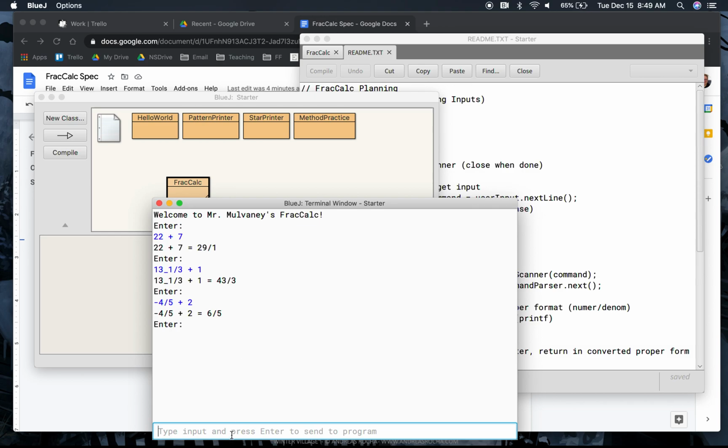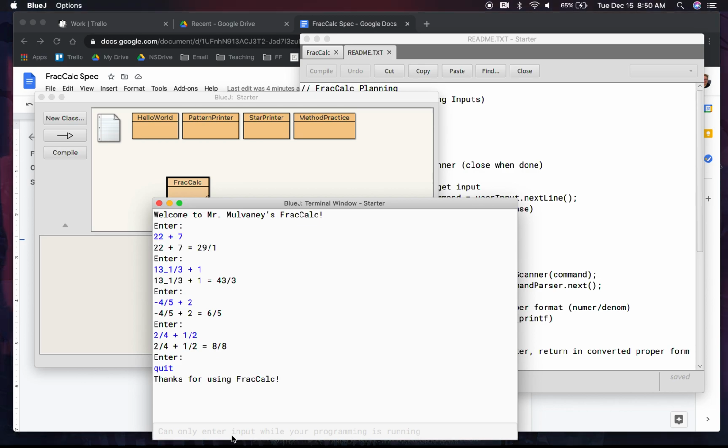If I had done something that needed to be reduced, let's do an example of something that needs to be reduced. 2/4 plus 1/2. So that gives us 8/8. We all know that's 1. But for this checkpoint, we're not going to be worried about reducing just yet. I can say quit, and the program ends.